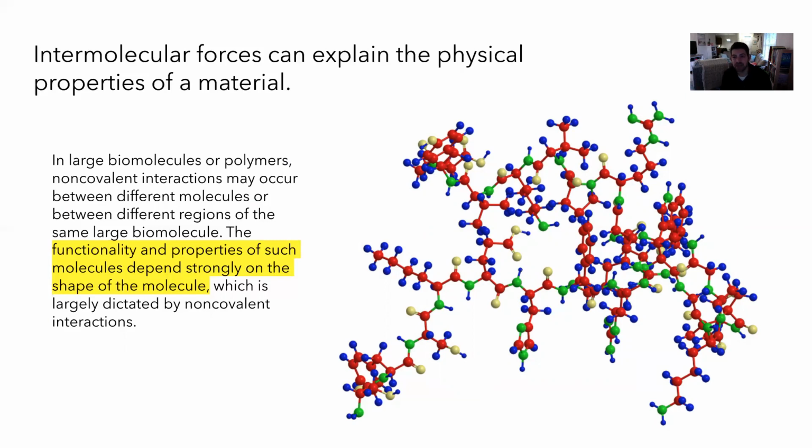So the shape of some of these molecules, whenever they fold over, it's one section of the molecule being attracted to another. So there are a lot of important non-covalent interactions happening in these large biomolecules or polymers. If you go on in chemistry, you will certainly see more of it in an organic chemistry class or a biochemistry class, but it's not something you should really worry about too much, but they might use it as a prompt.